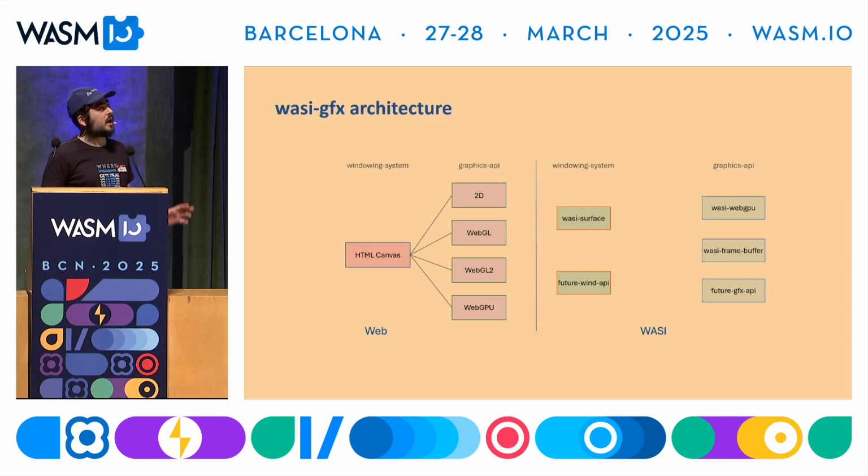So how do we make sure that any graphics API can work with any windowing system? That's where WASI graphics context comes in. And all WASI graphics context does, it takes the graphics API on one side, the windowing system on the other side, and the host is in charge of making sure that these two work nicely together.